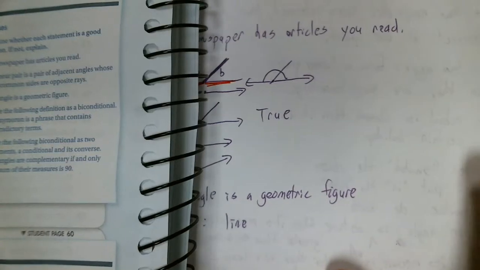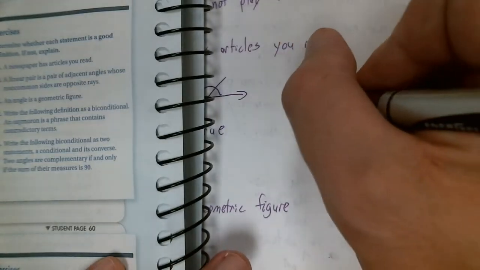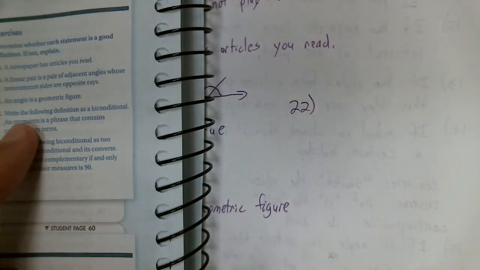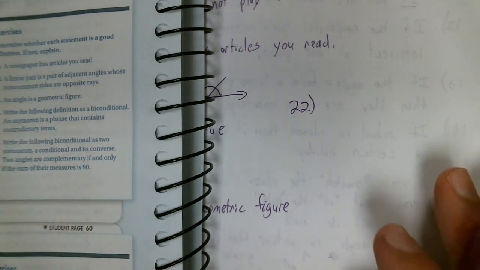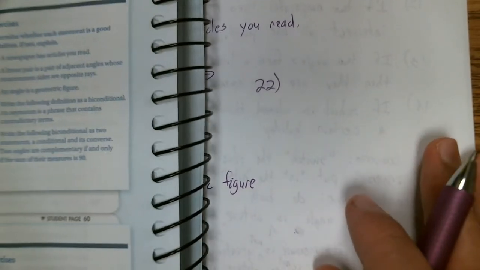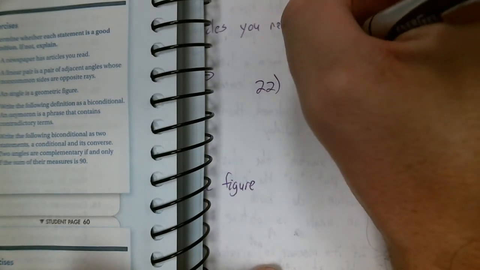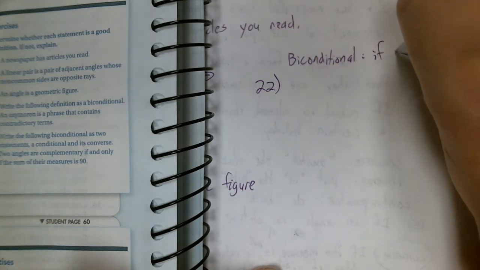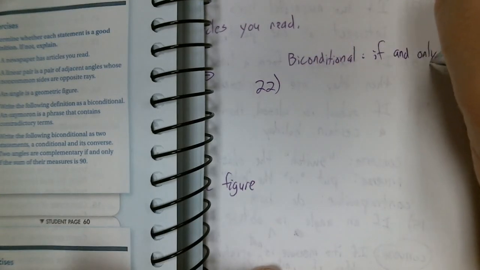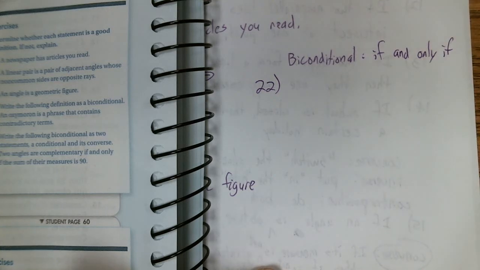Okay, so what about the last couple here, and we'll wrap up. 22, write the following definition as a biconditional. Okay, now what is a biconditional? Remember, a conditional is an if-then statement. I've got to see the words if and then. A biconditional has to have if and only if. Got to have that little magical phrase, okay?